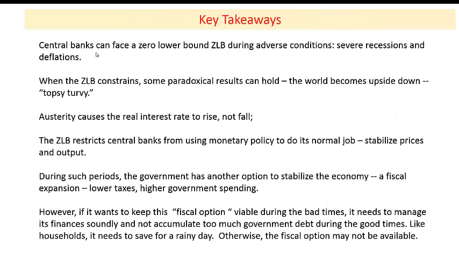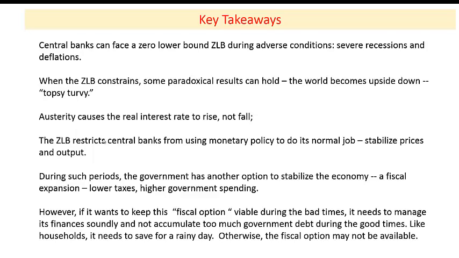So here are your key takeaways. Central banks can face a zero lower bound during adverse conditions, severe recessions, and deflation. When the zero lower bound constrains and monetary policy is not able to do its job, some paradoxical results can hold. The world becomes upside down, and some would say topsy-turvy. Austerity, cutbacks by the government, cause the real interest rate to rise, not fall as it would during normal times.